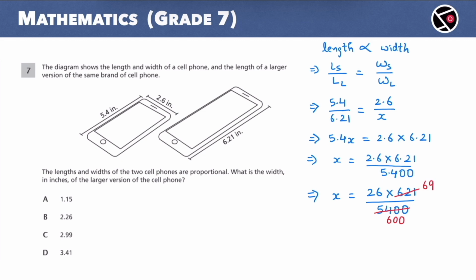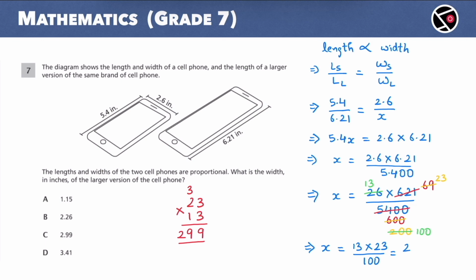We can again divide by 3. 3 2s are 6, 3 3s are 9, 3 2s are 6, 0 0. 2 is definitely a common factor. We have 2 1s are 2, 2 3s are 6, and 2 hundreds are. So finally, we end up with x equals 13 times 23 divided by 100. Let's multiply 23 by 13. 13 threes are 39. 13 twos are 26. 26 plus 3 is 29.